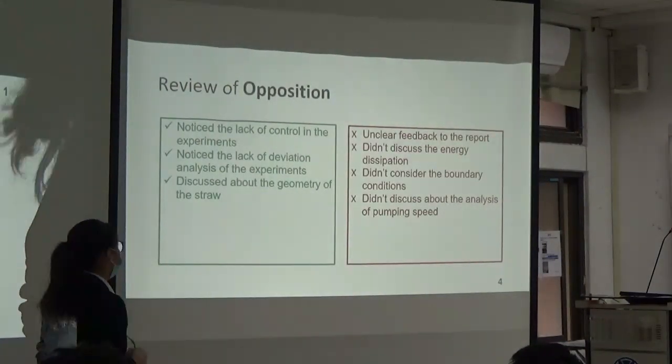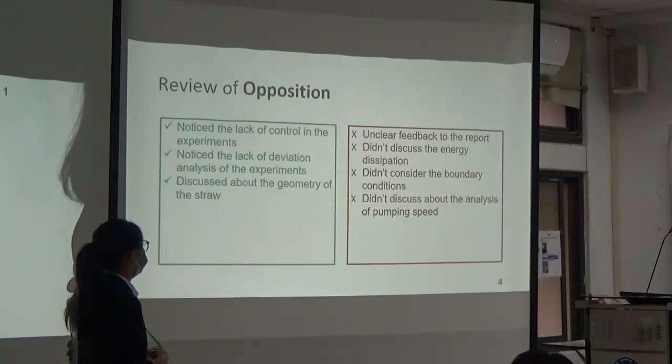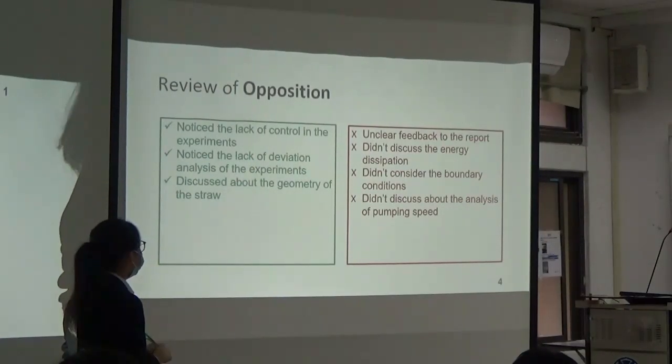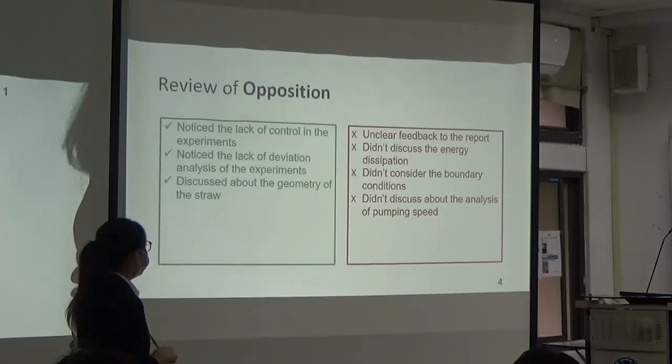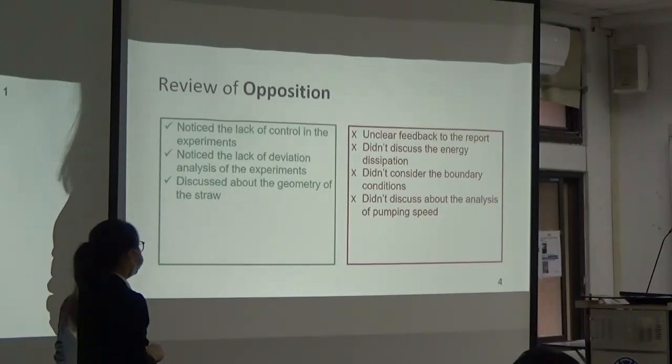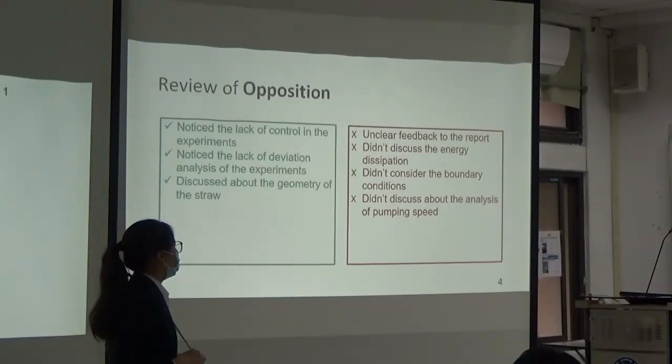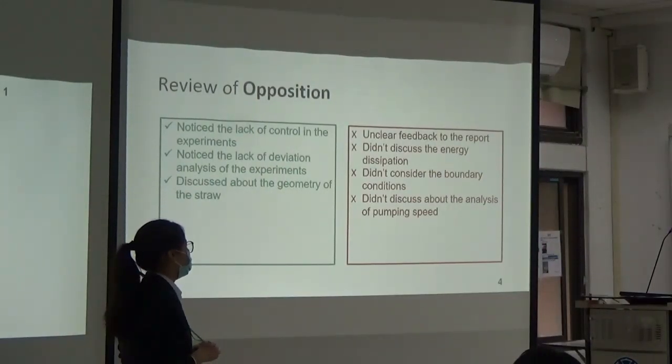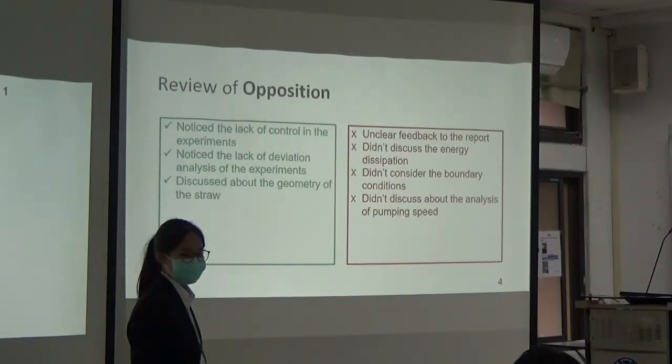For the review of the opposition, she noticed the lack of control in the experiments, and noticed the lack of deviations and analysis in the experiments. She also discussed the geometry of the straw. However, she gave unclear feedback on the report, and didn't discuss the energy dissipation and also the boundary condition.